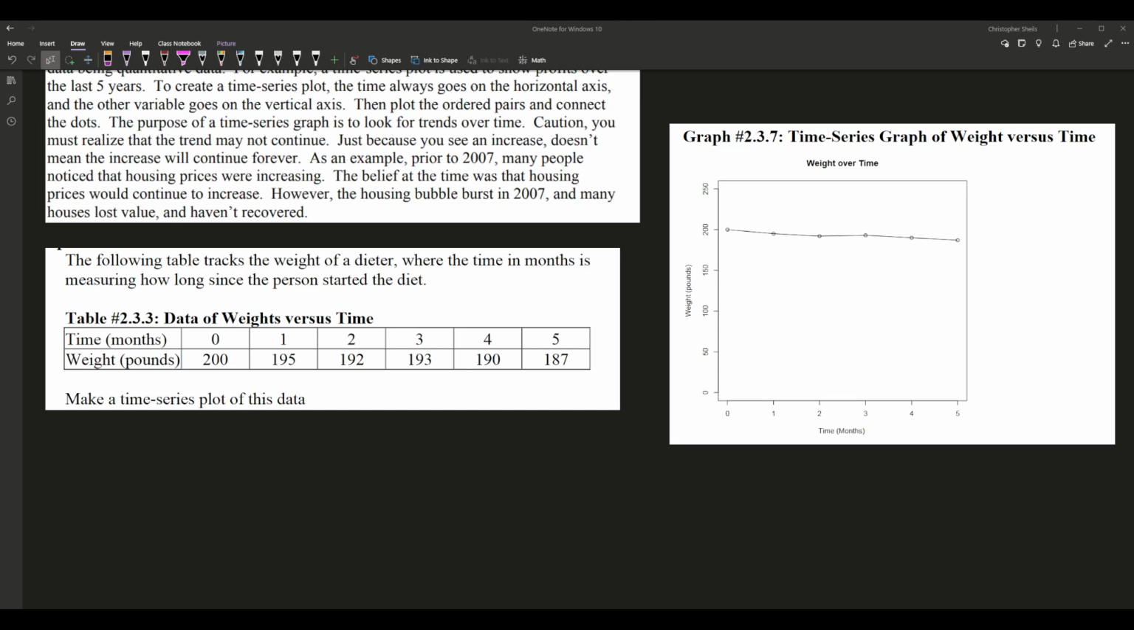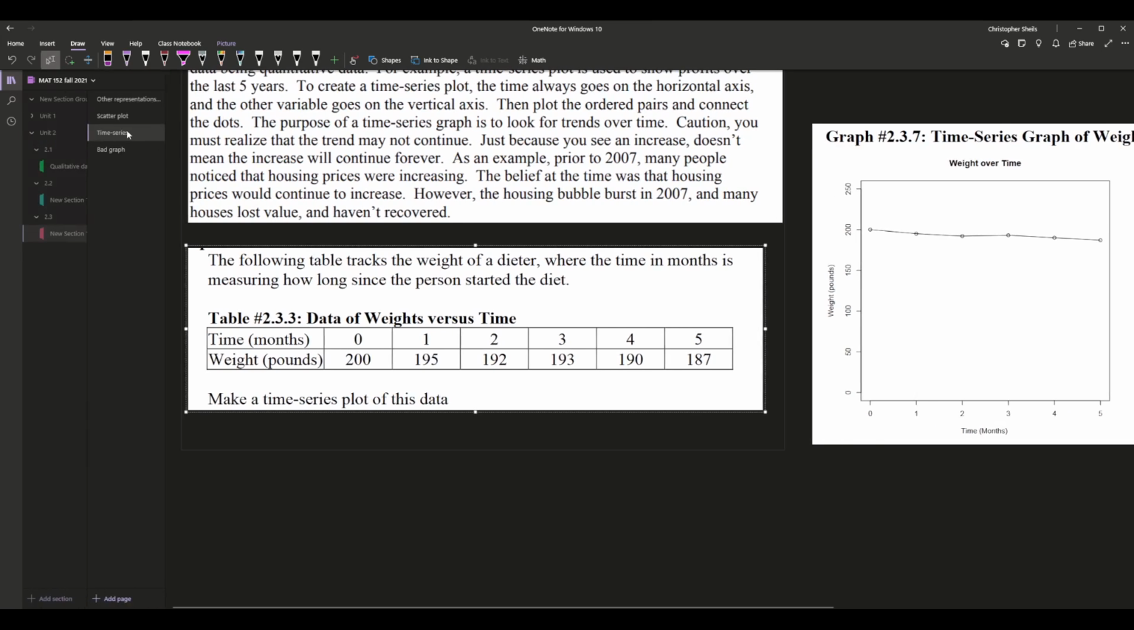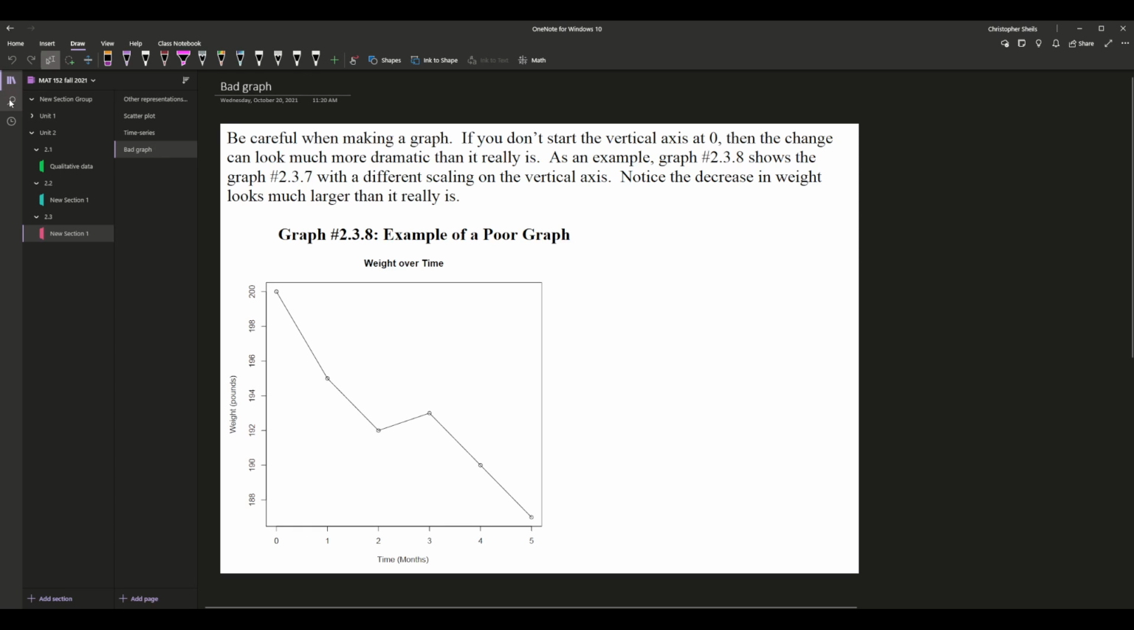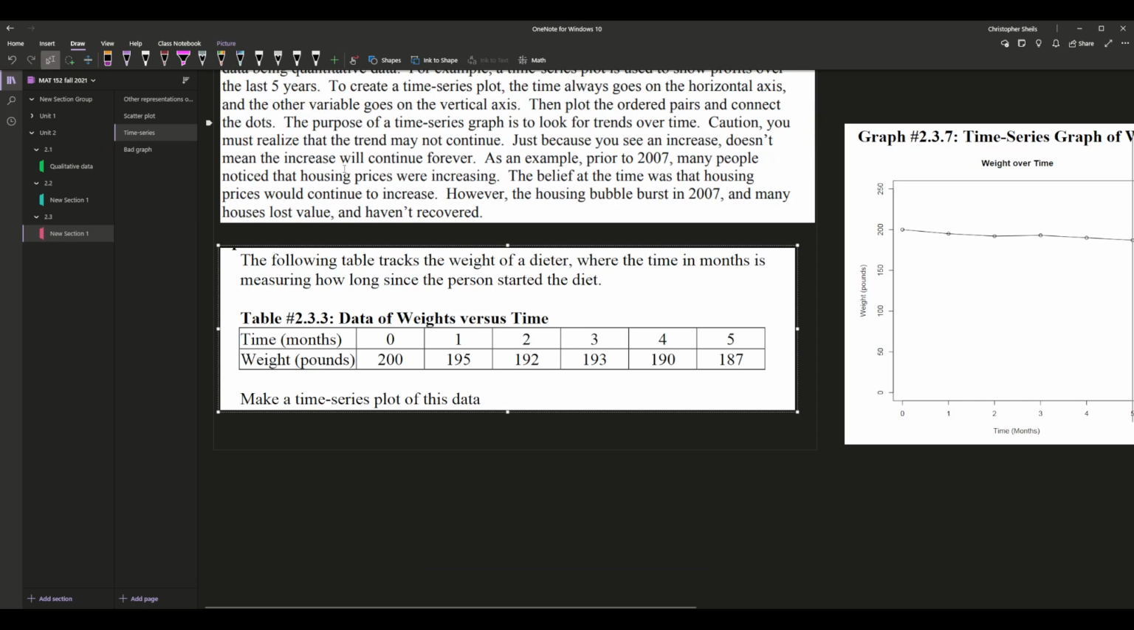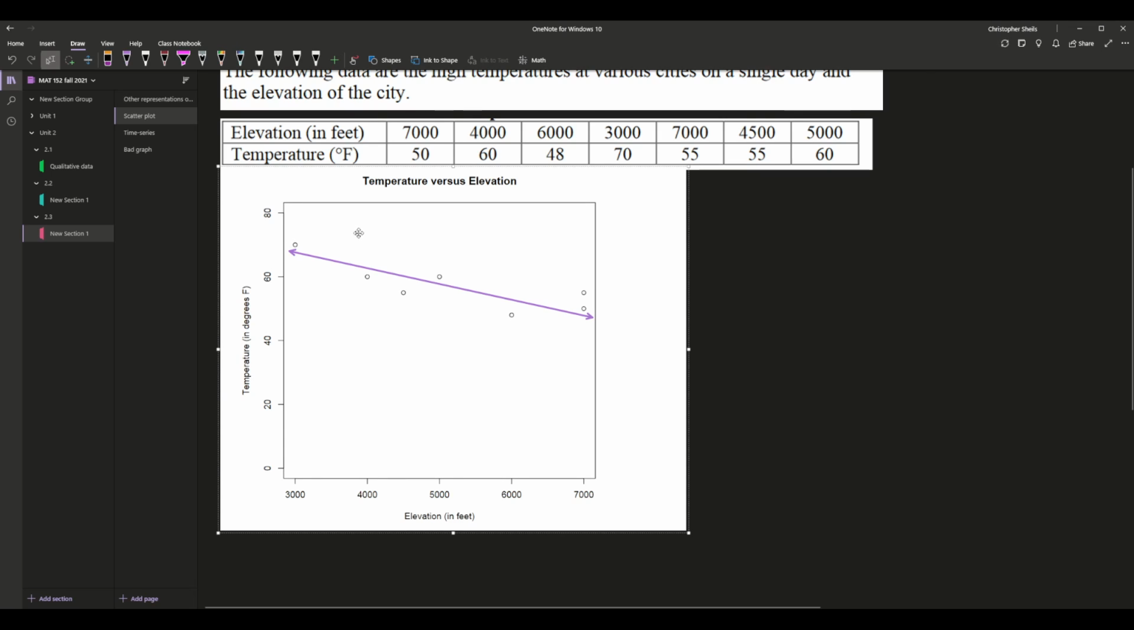So the last topic that we want to talk about in 2.3 is just to be careful when making graphs. If you don't start your vertical axis at 0, now it's okay not to start your horizontal axis at 0. Because sometimes it makes most sense not to, such as in this scatter plot, right? It wouldn't make a whole bunch of sense to have a 0, 0 here because I don't have any data points close to 0.